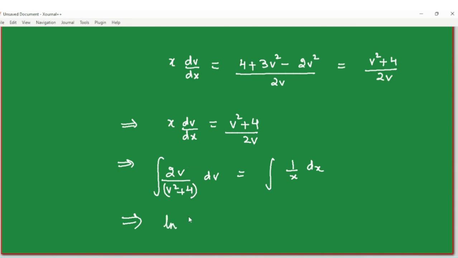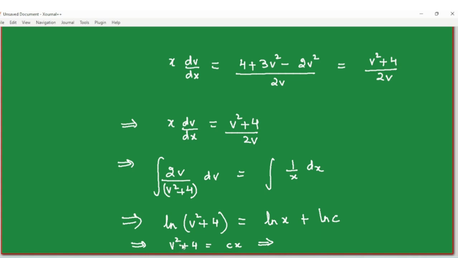So it's precisely going to become log of v square plus 4, and here you're going to get a log x plus, since logs are involved in the integrals, it's always preferable to take your arbitrary constant also in terms of log, so that you can combine logs in the end to write the answer as v square plus 4 is equal to cx.